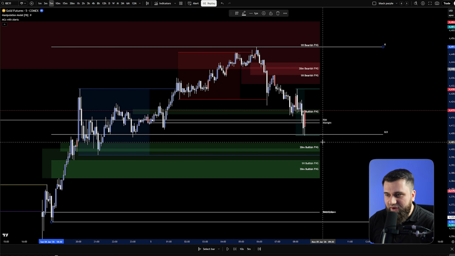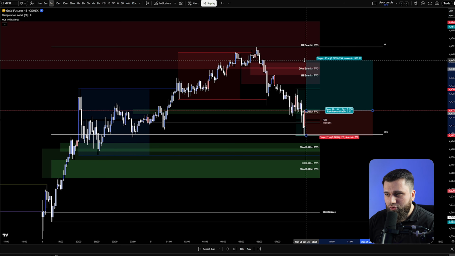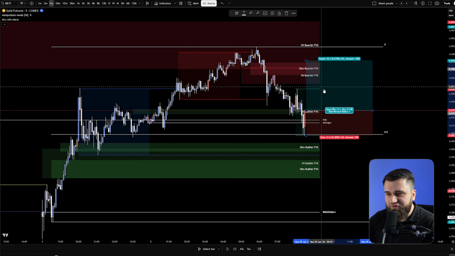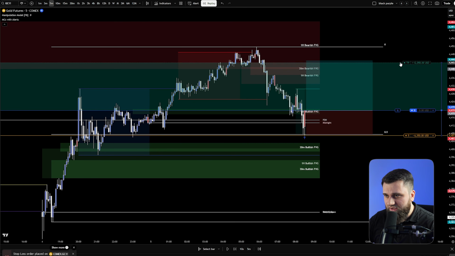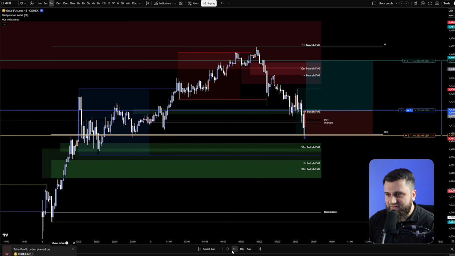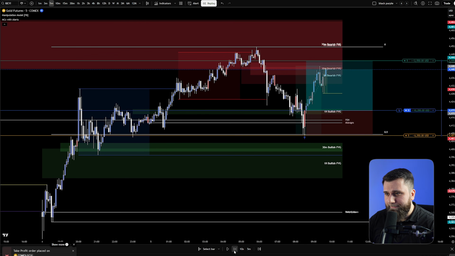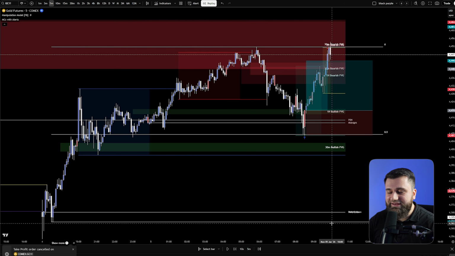Right here, I have my entry confirmation, so I will go ahead and take this buy. I'm going to target a fixed 1 to 2 risk to reward. My stop loss is going to go below this candle right here, and I will put my TP right here. Let's see how this trade plays out. And just like that, we hit the take profit. So far, good start to the week. First trade, good win. Let's see what Hamza did.